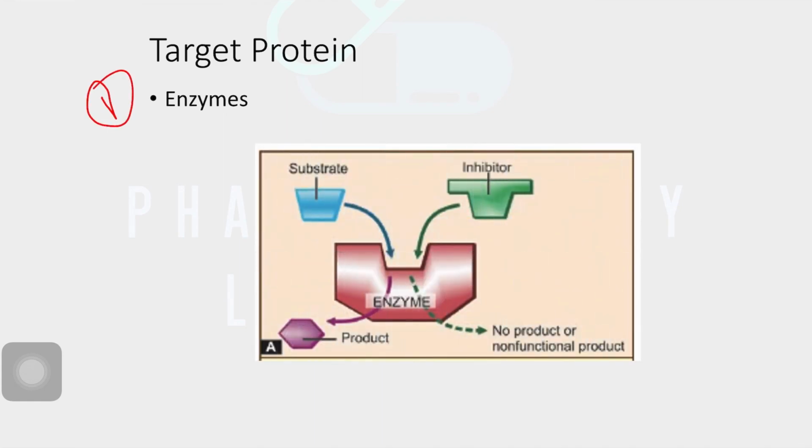And we already know the role of an enzyme. An enzyme helps a substrate get converted to create a product. That is the role of any enzyme. So our drug might interfere with this process. It may produce no product, or it may produce a non-functional product. So this is how a drug may interact with a protein, and this protein might be an enzyme. Interfering with the function of an enzyme is one way of drug interaction.